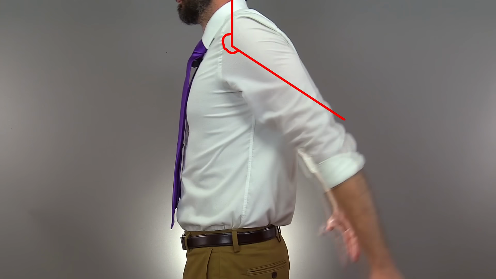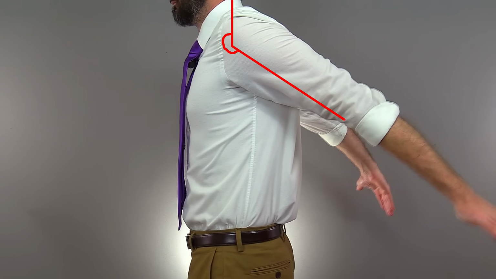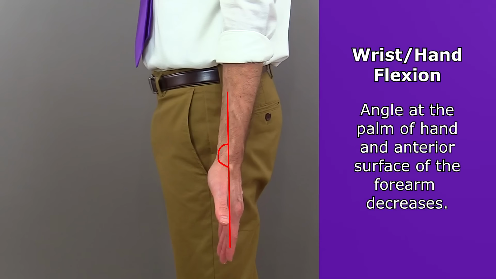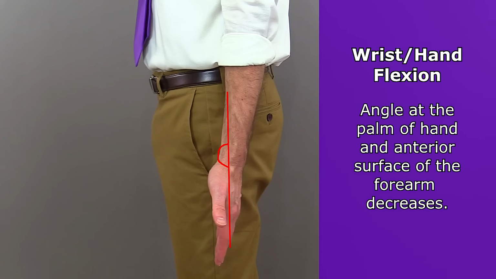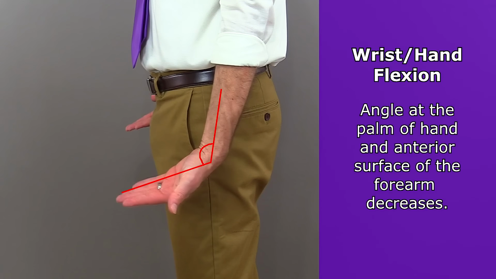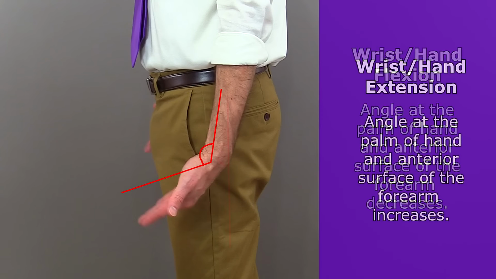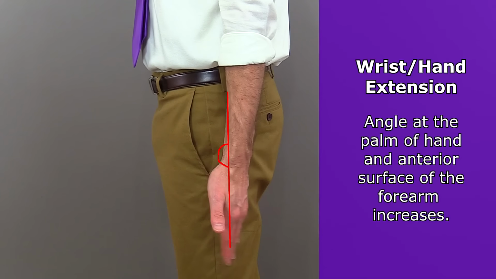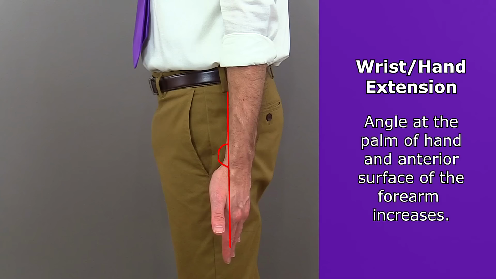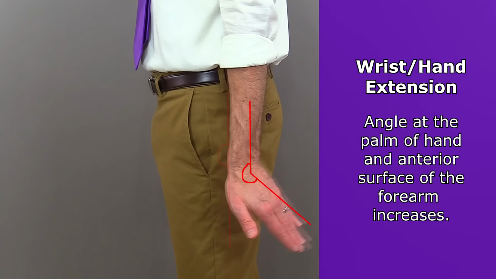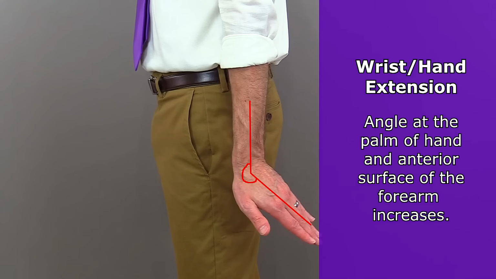And the joint here allows posterior movement past the anatomical position. Flexion of the wrist, also called hand flexion, occurs when the angle between the palm of the hand and the anterior surface of the forearm decreases, while extension of the wrist, or hand extension, is moving the palm of the hand away from the anterior surface of the forearm. Hence, the angle increases as it continues to move beyond the anatomical position.